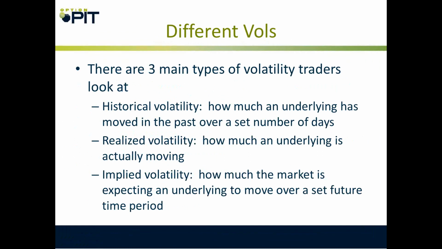So there are three main types of vols. There is historical volatility, which is how much an underlying has moved in the past. There's realized volatility, which is how much an underlying is actually moving. And then there's implied. Now, what is implied volatility? Implied volatility is how much the market is guessing an underlying is going to move in the future. So historical is how much has it moved, realized is how much is it moving, and implied volatility is how much do we think it will move.